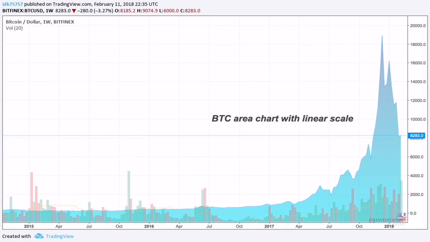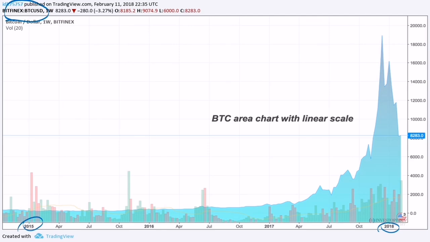Right here, you're looking at a Bitcoin chart. This is Bitcoin on the Bitfinex. You'll notice this is not a candlestick chart right now. This is actually an area chart. The area chart is basically a line chart with a shaded area below it, and this is a good way of illustrating a longer-term chart trend. It starts in 2015, and you can see this is about 3 years worth of data.